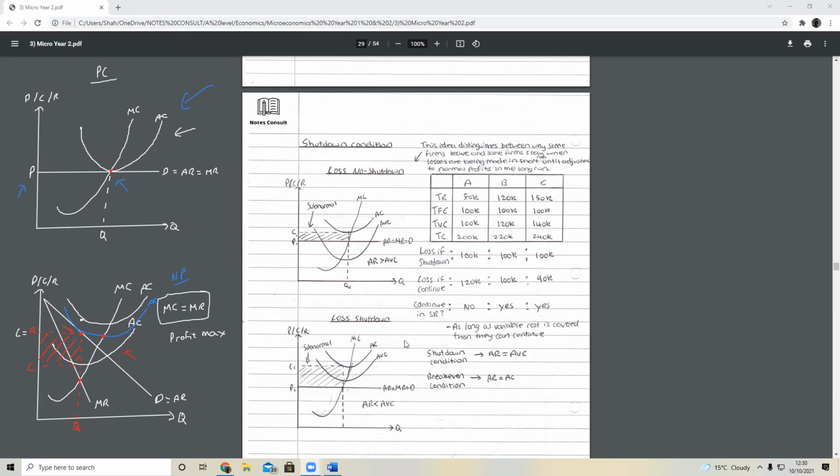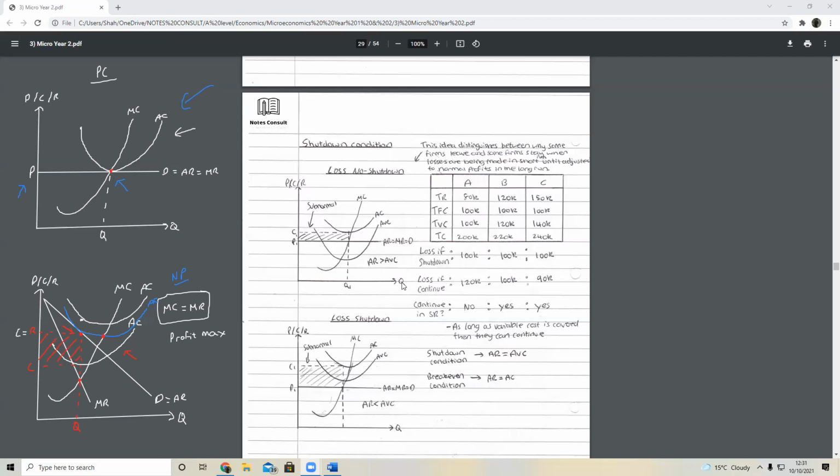But how do we know which firm will decide to continue producing and which firm would decide to shut down? That's why it's called the shutdown condition. Don't even worry about this diagram. Just know that the shutdown condition is basically if this firm can cover at least its average variable cost, then it will continue producing.